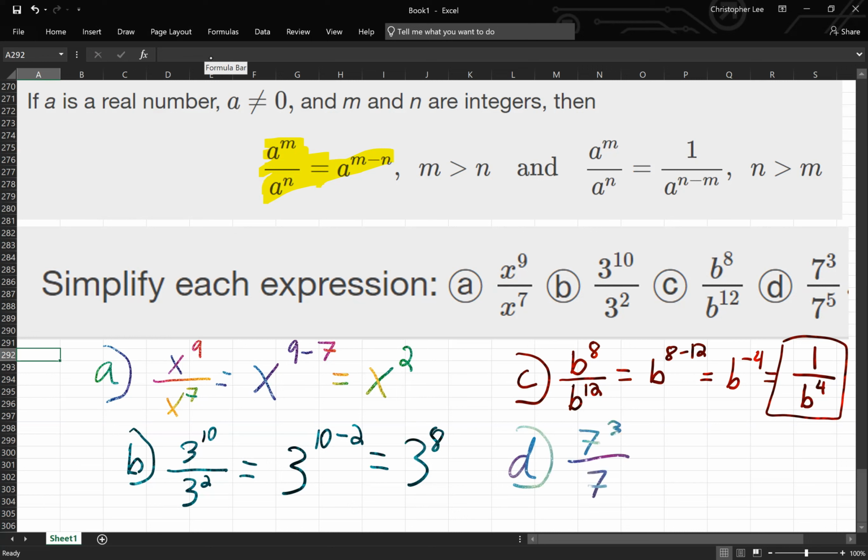Long story short right here, it is illegal to have negative exponents, period. If you have an answer, blah, blah, blah, to the negative whatever power, that's wrong. We have to have positive exponents. And how do we make it positive? Drop it into the denominator, make it positive. Over 1.